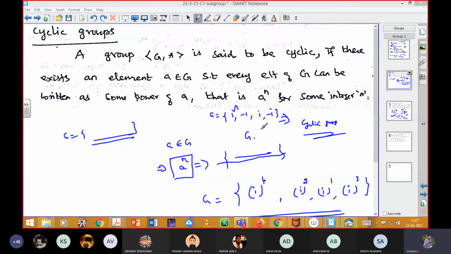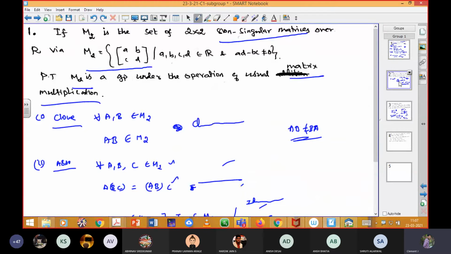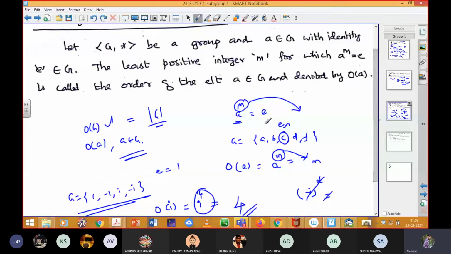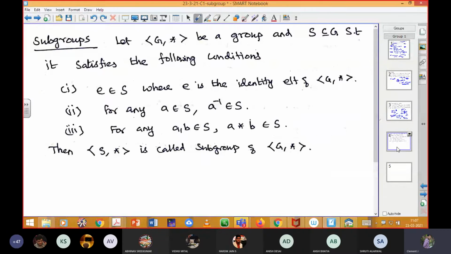Always you will get confusion between a cyclic group and the order of an element. The order of an element is the same number raised by some integer such that it gives the identity, in which M is the order. Can you get the difference between the order of an element and a cyclic group? Yes. Okay, fine. Now we can move on.